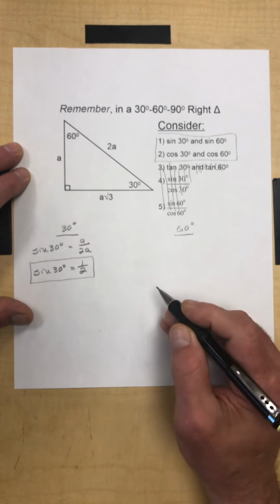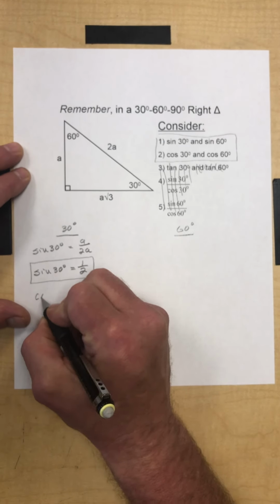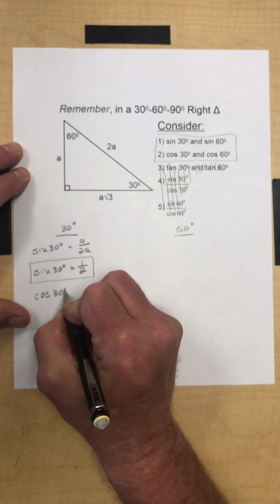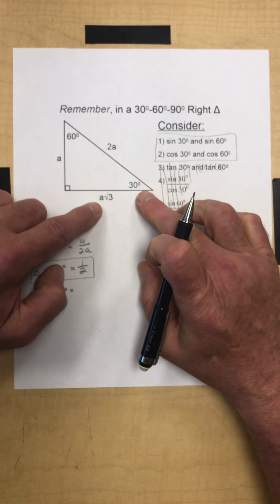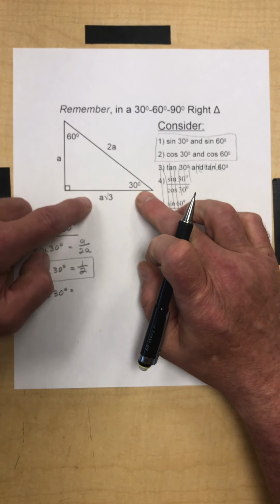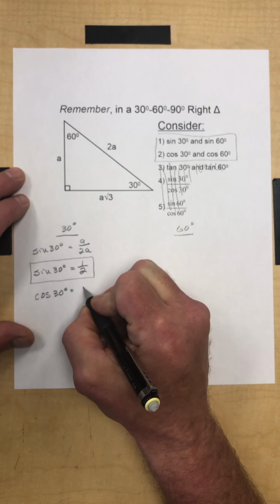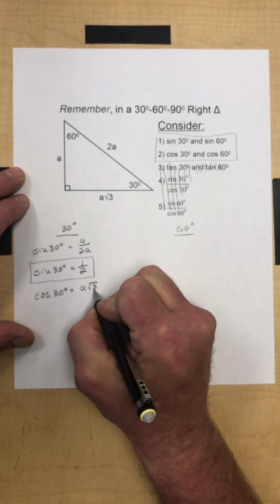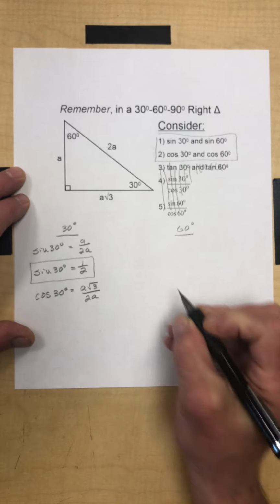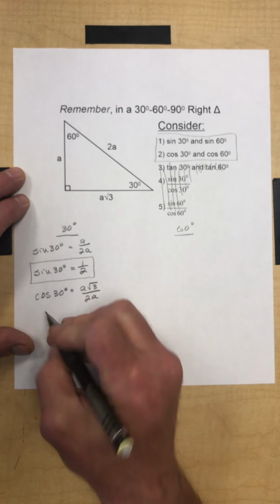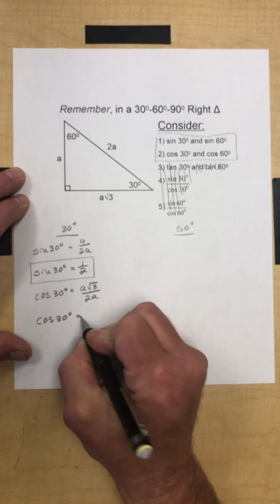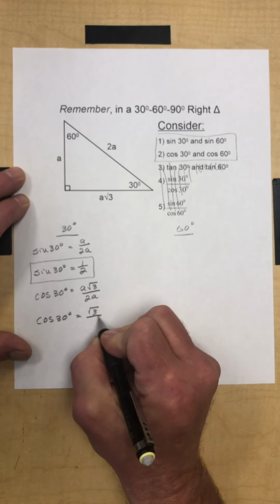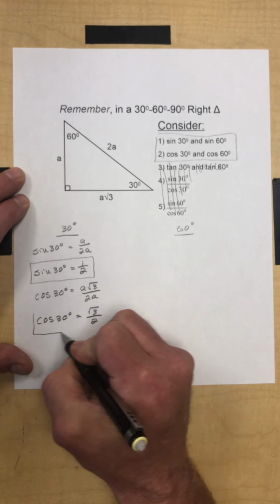Now I'm going to do the cosine of 30. The cosine of 30 is adjacent over hypotenuse, so we get A radical 3 over 2A. Notice again, the A's cancel each other out, so I get the cosine of 30 degrees is radical 3 over 2. That's really important.